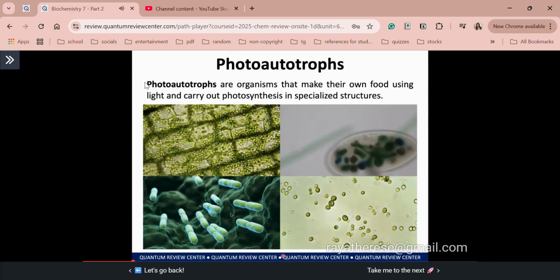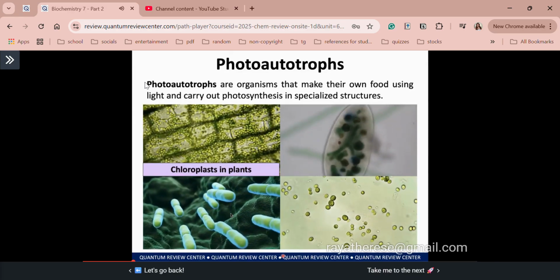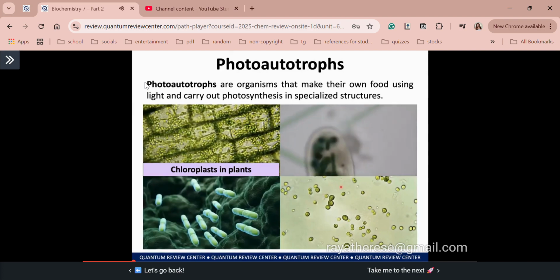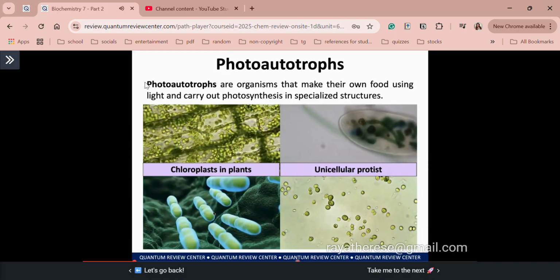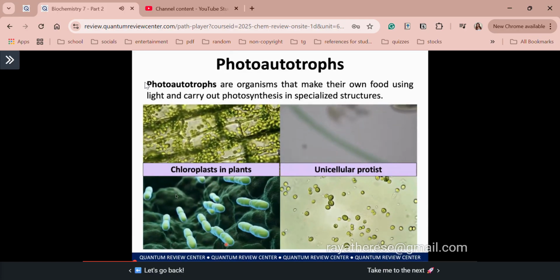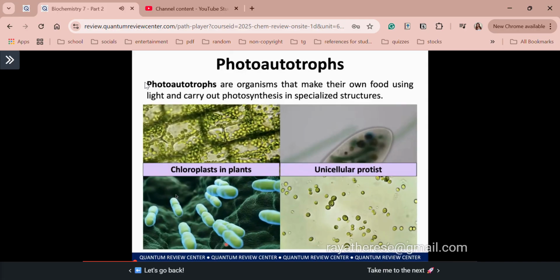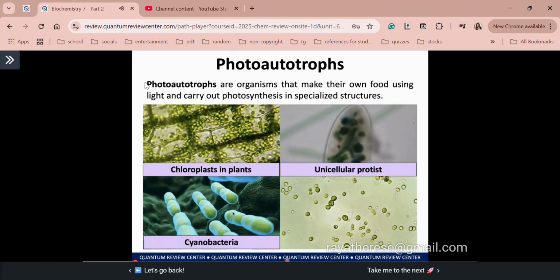First, of course, as given in class, plants, particularly in their chloroplasts. Second, class, can you guess what organism this is? This is actually a protist, in particular, a unicellular protist. Thirdly, a type of bacteria. This is the organism responsible for the great oxygenation event. That event was a mass extinction event when this cyanobacteria became capable of producing oxygen.